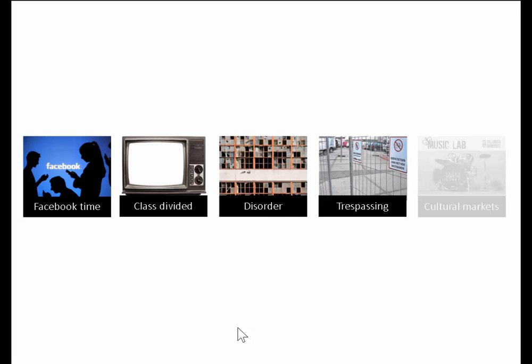So, this is a really cool paper. It's a really cool paper. There's another experiment about trespassing. So maybe I have two more. Maybe, I'm not quite sure.